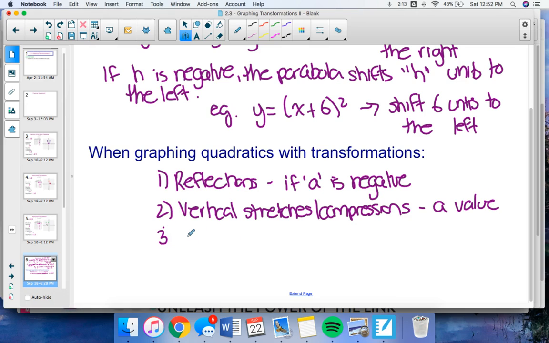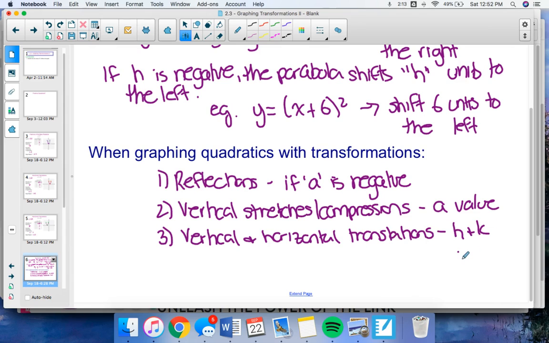Once those two are dealt with, then you do your vertical and horizontal translations or shifts. Okay, and this is our h and k values. Okay, so I think tomorrow we'll be looking at actually graphing these quadratics with all these transformations applied to them. But for today, I just wanted to let you know that there is an order that you have to do them. It's kind of like BEDMAS, how you have to do multiplication and division before addition. Similar here. You have to do the vertical stretches and compressions before the translations or shifts. Okay?